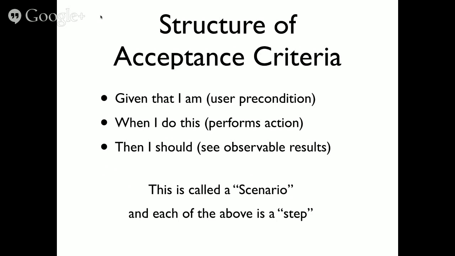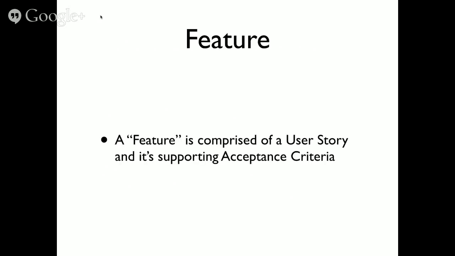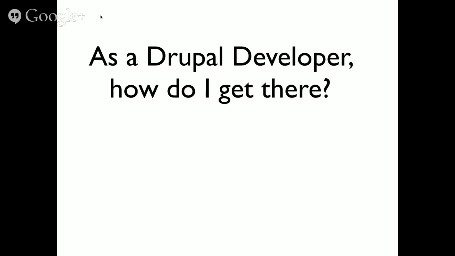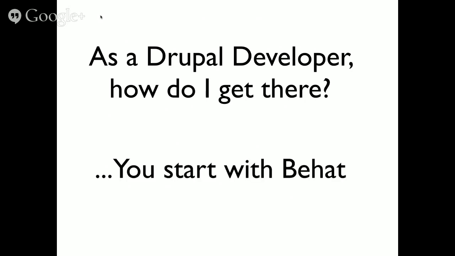And I'm giving you some jargon here that's going to start pulling all this together when we start looking at Behat. So a feature is comprised of a user story and its supporting acceptance criteria. As a Drupal developer, how do I get there? Well, you start with Behat.